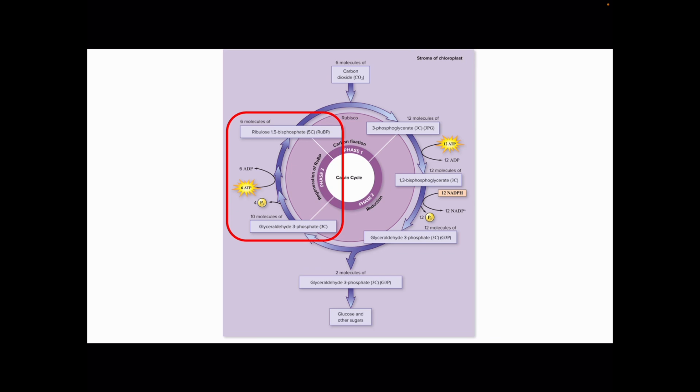And the third phase of the Calvin cycle is regenerating RuBP. We're going to take some of that leftover glyceraldehyde 3-phosphate, or G3P, and we're going to use more ATP to modify it to get us back to RuBP so that we're ready for the next cycle.